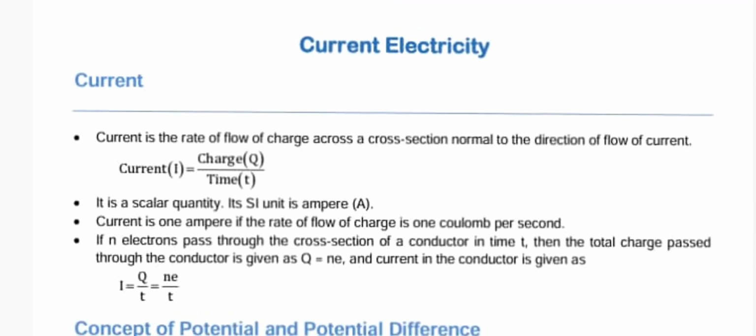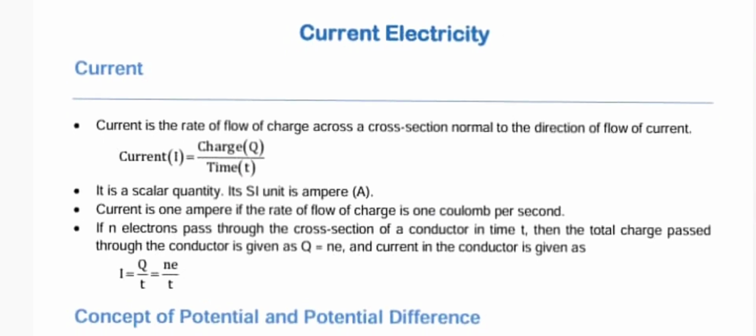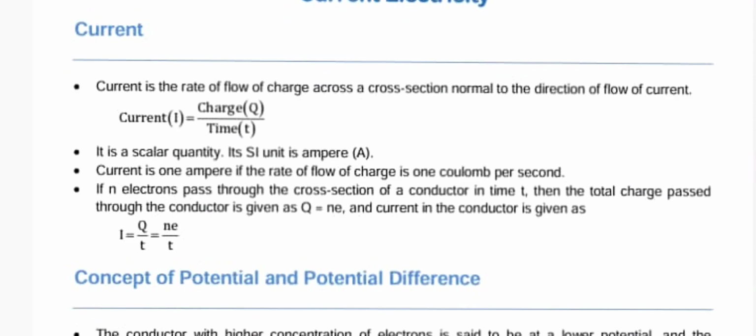It is a scalar quantity and its SI unit is ampere, which is denoted by A. So current is 1 ampere if the rate of flow of charge is 1 coulomb per second.